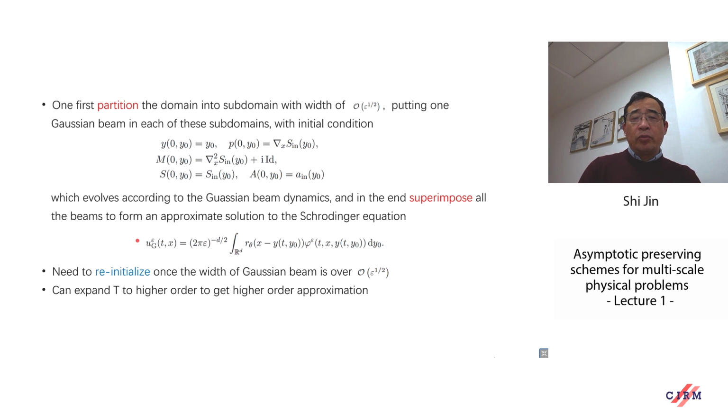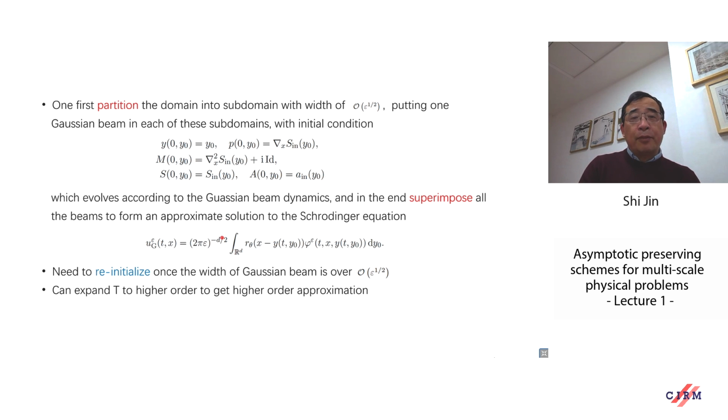However, there are some issues with this method because each Gaussian has to have a support of square root of epsilon. But as time evolves, the support may increase, so at some later time the support is no longer so narrow. You have to add them and reinitialize, okay? So that's a little bit of pain.